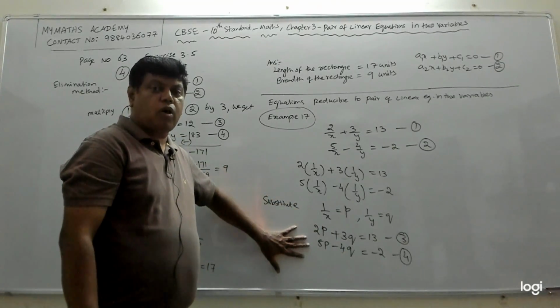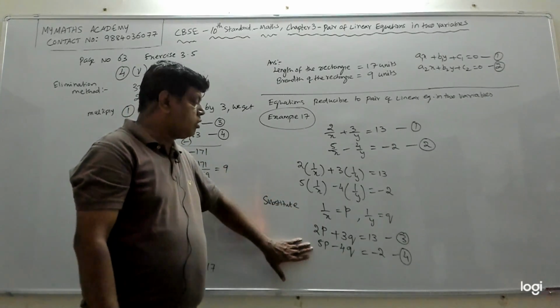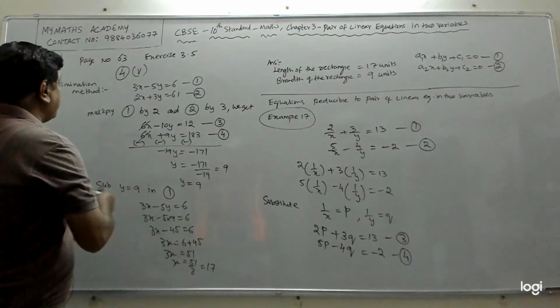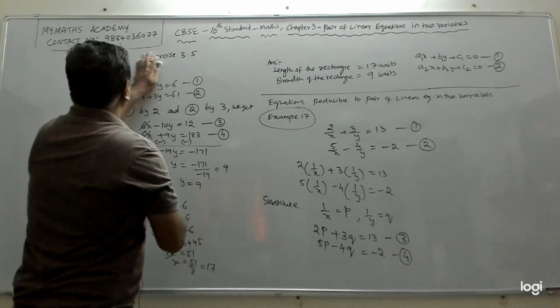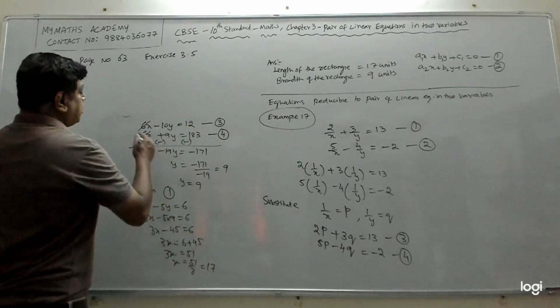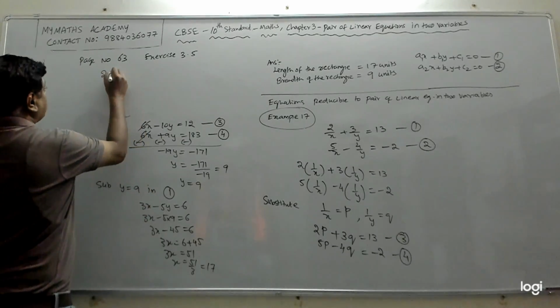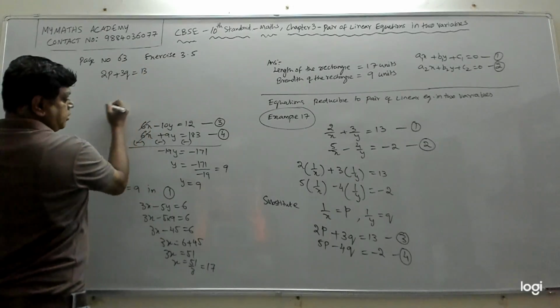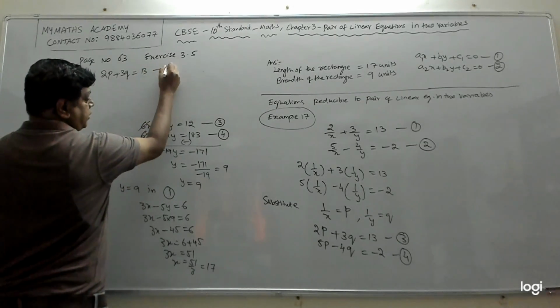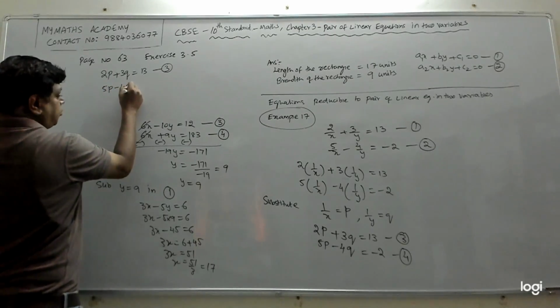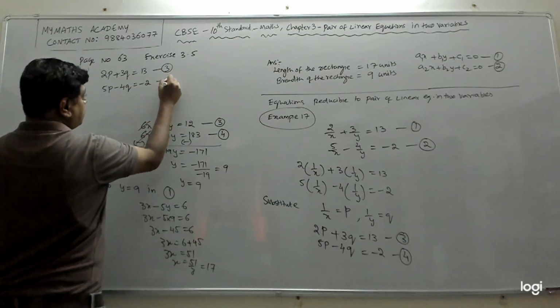So now this is our normal pair of linear equations in two variables. We can solve this by any method: substitution method, elimination method. Always we go for the elimination method. You can do any method unless they ask you to do a particular method, then you need to do that method. Right. So this is equation 3, I'm just rewriting that. Then 5p minus 4q equal to minus 2. That is your fourth equation.